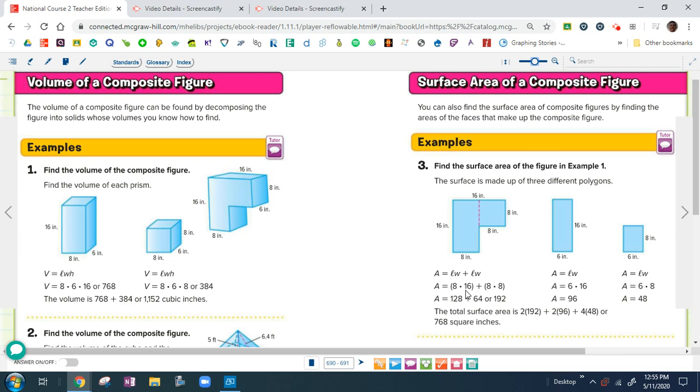So we're in chapter 8, and we're doing lesson 8, and this is part 2. So this is surface area of composite figures. I think this is more challenging, in my opinion, than the volume of composite figures, which we just did.